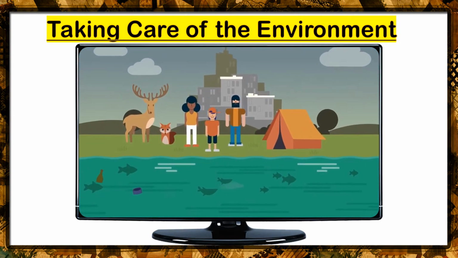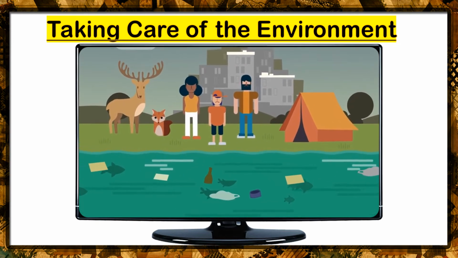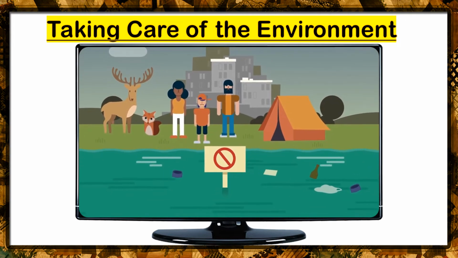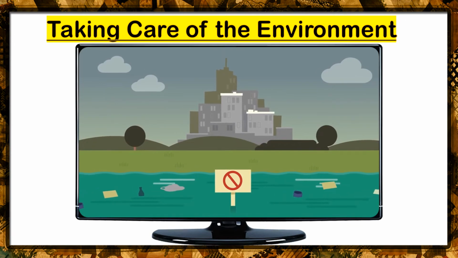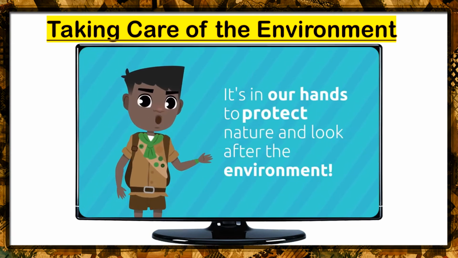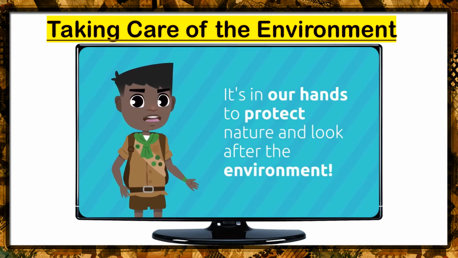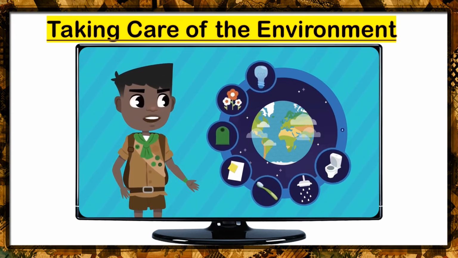all human beings. Look at this river. People have thrown waste in it. The water has been contaminated, and now nobody can drink it. Oh no! There are also many animals and living beings that will die because of contamination. Luckily, it's in our hands to protect nature and look after the environment. That's why I want to share with you these 10 easy ways to look after the environment.